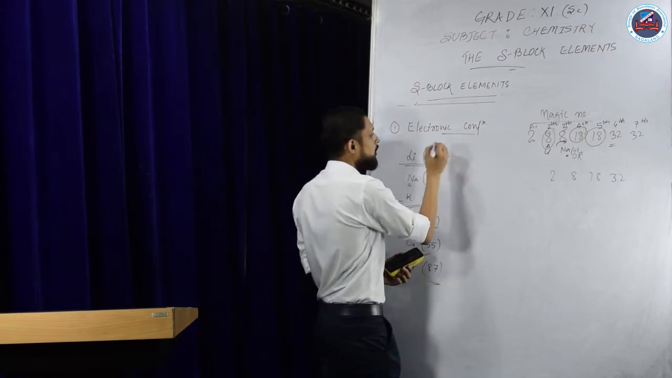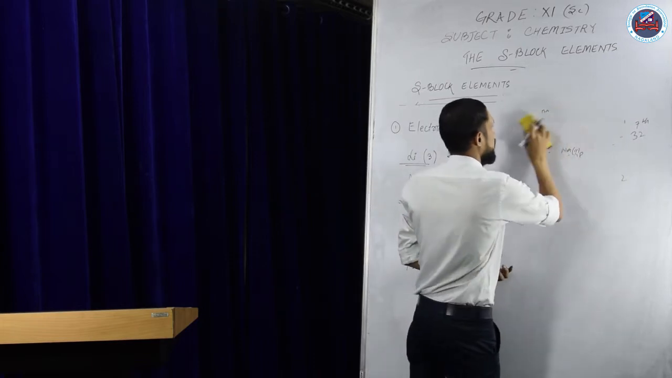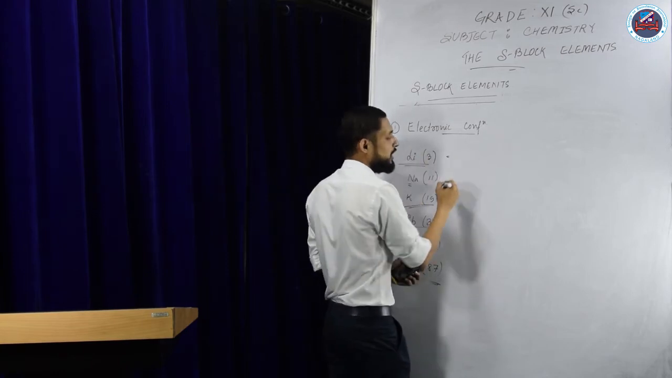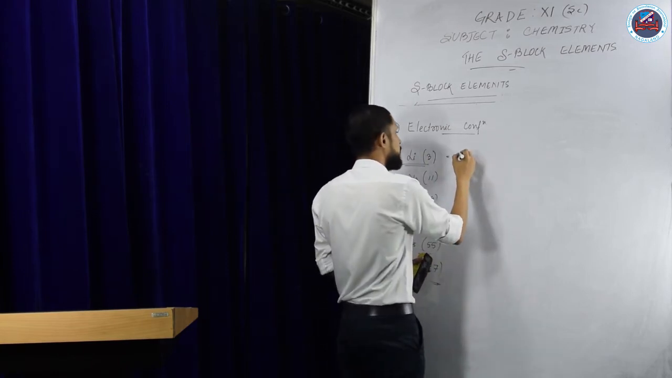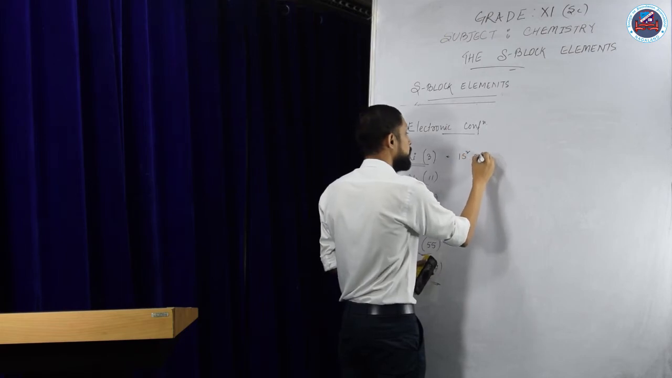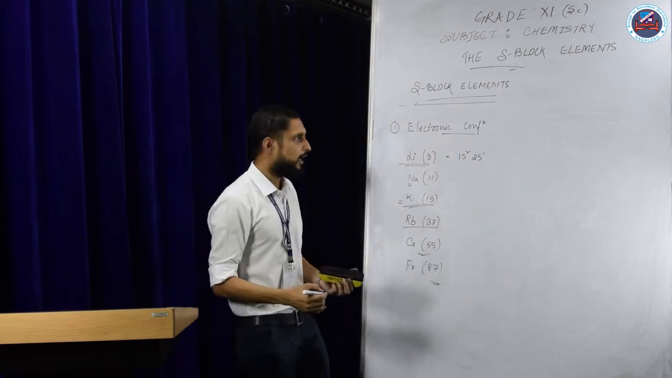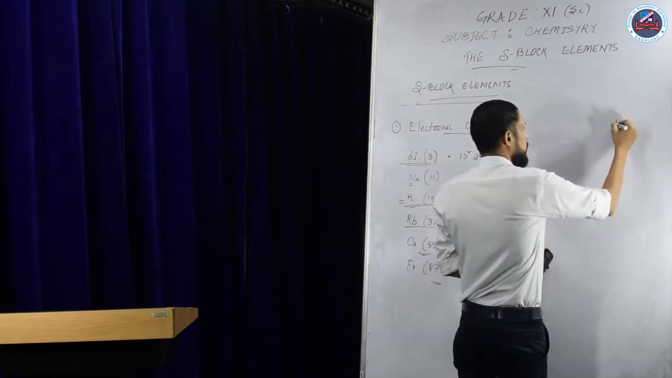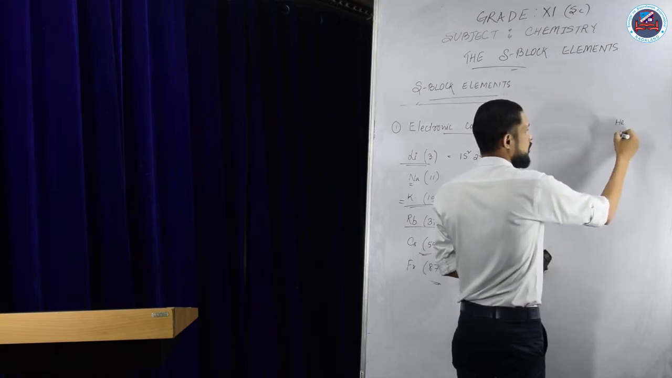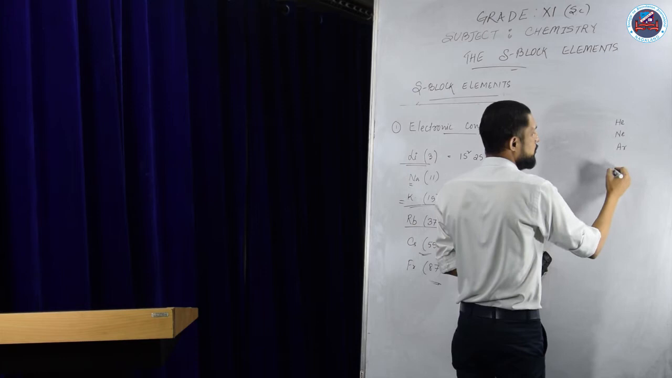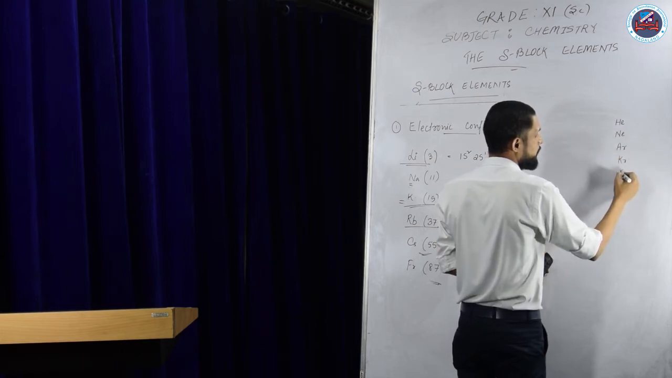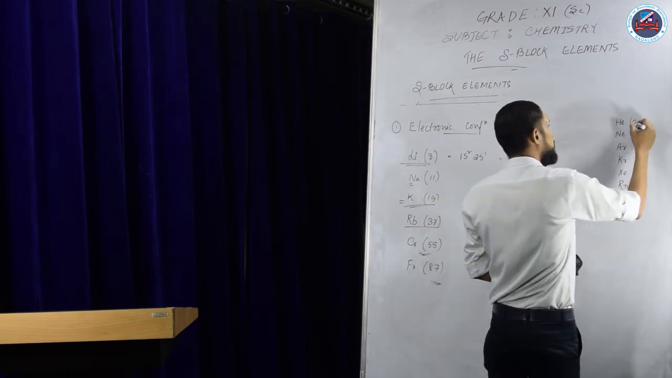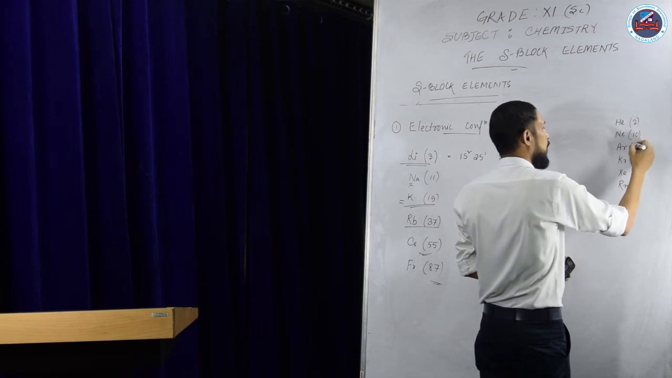Let us write the electronic configuration of the alkali metals. So lithium, atomic number 3, that means there are 3 electrons. Electronic configuration is 1s2, 2s1. Using inert gas, we can write the electronic configuration. We know the inert gases: helium, neon, argon, krypton, xenon, and radon. Helium atomic number is 2, neon 10, argon 18.